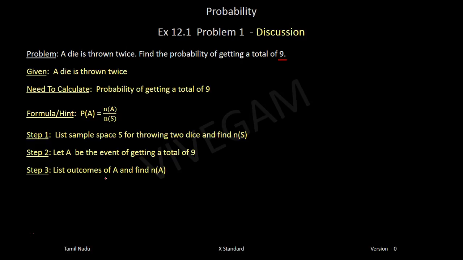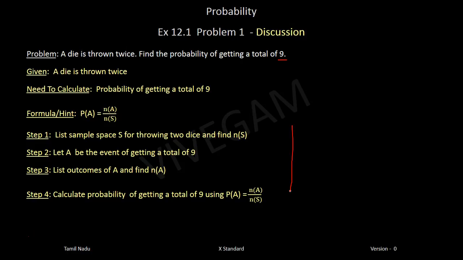Next, list the possible outcomes of A and find n of A. Then probability is nothing but n of A divided by n of S. So this is the whole thing. These are the generic steps for all the problems. Okay, so after this problem, I don't think I'll be going through each and every step.